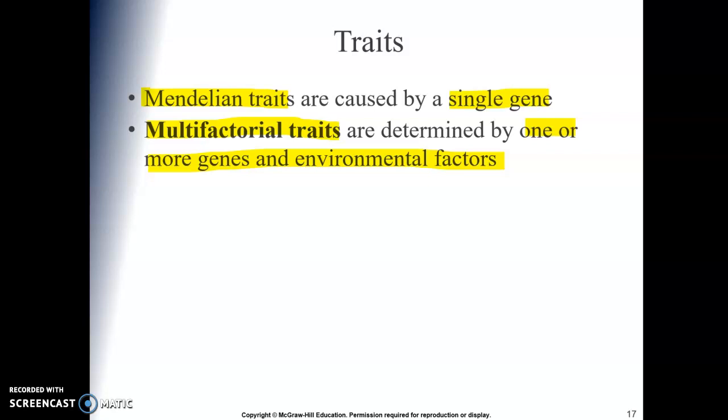But what we now know, especially in terms of human genetics, is that the vast majority of the traits that we'll talk about in this course really are multifactorial. They are contributed to by one or more genes, and then there are also environmental factors that influence the expression of those genes as well.